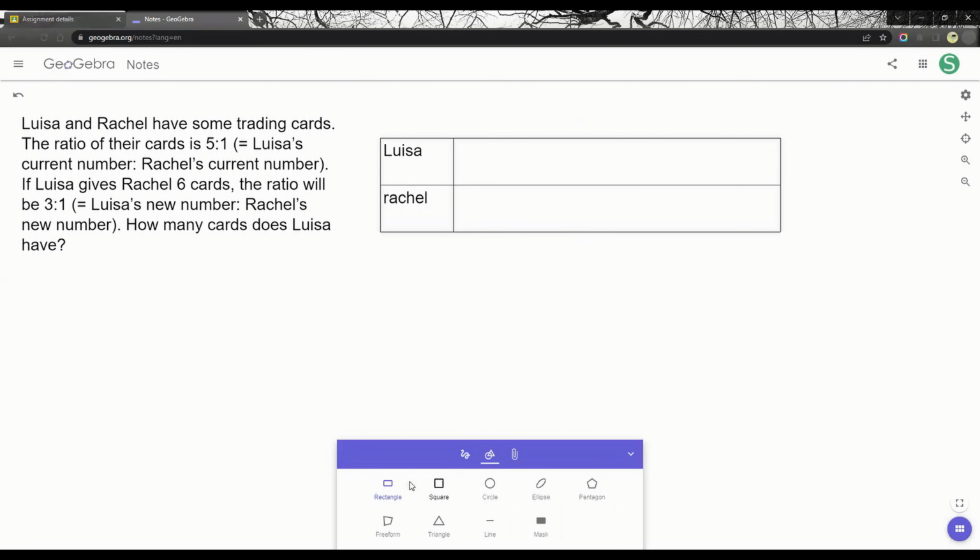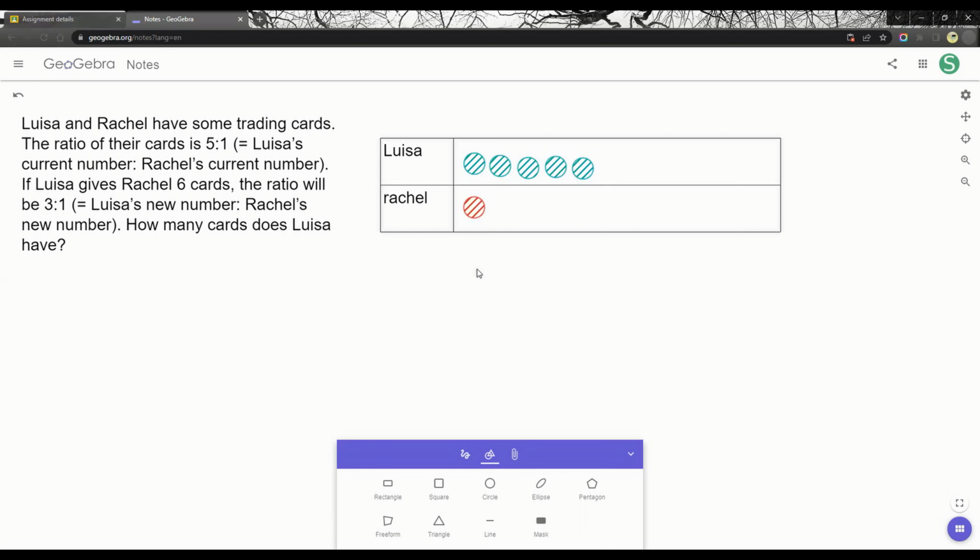Right, now that we have a table, we're going to use a shape such as this circle to represent a certain number of cards. Since the ratio is 5 to 1, we'll give Luisa 5 circles, while we give Rachel only 1. There we go. We have represented the current situation. Luisa has 5 times as many cards as Rachel, and she has 5 times as many circles as Rachel.